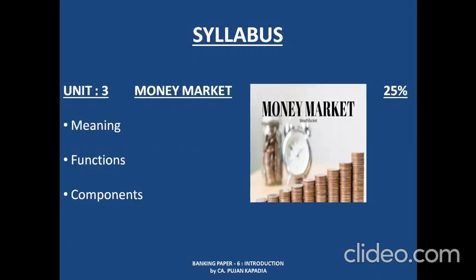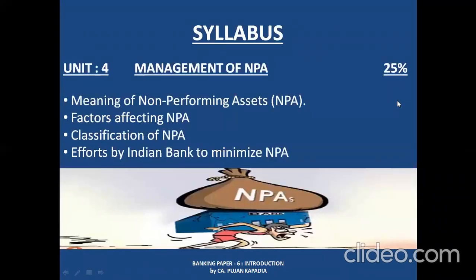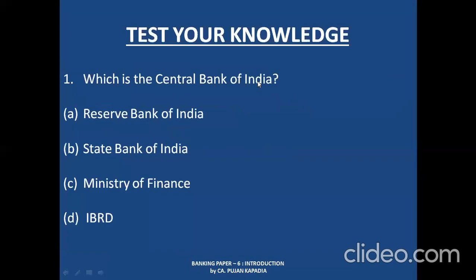For example, you might have heard about treasury bills. You might have heard about commercial papers. What are treasury bills? What are commercial papers? What are bills of exchange? All these topics are going to be dealt with in this particular topic. So this is about unit 3, money market, the weightage of which is 25%. Moving to the fourth and last unit of our syllabus, it is management of NPA.